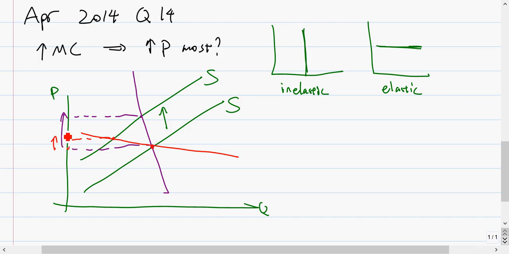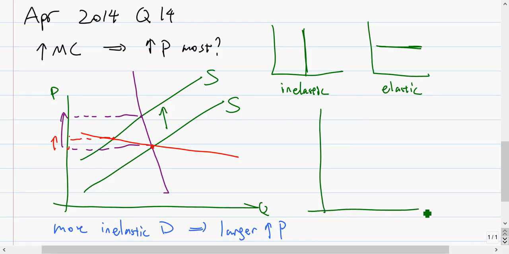So from the diagram, obviously, the more inelastic demand is, the more change in P there is. So let's use another color. More inelastic demand implies a larger change in price. So we do the same thing for supply. We need to fix a demand curve.